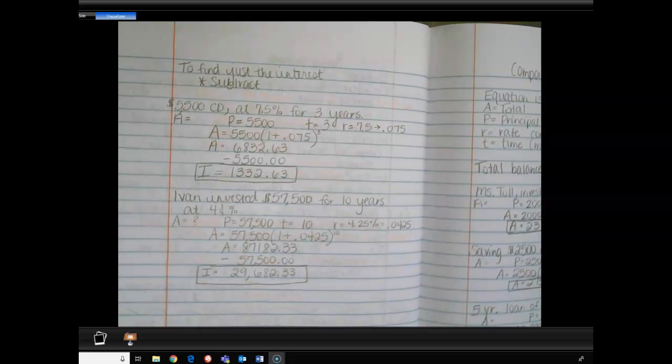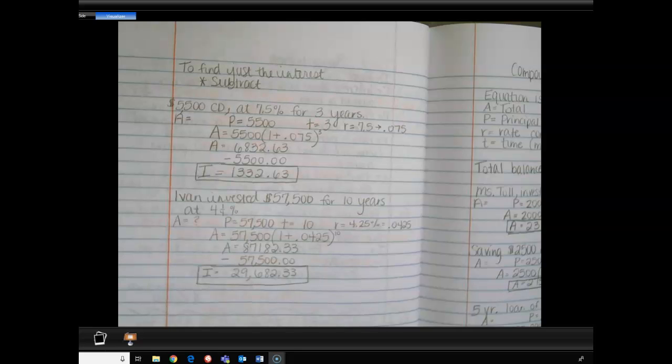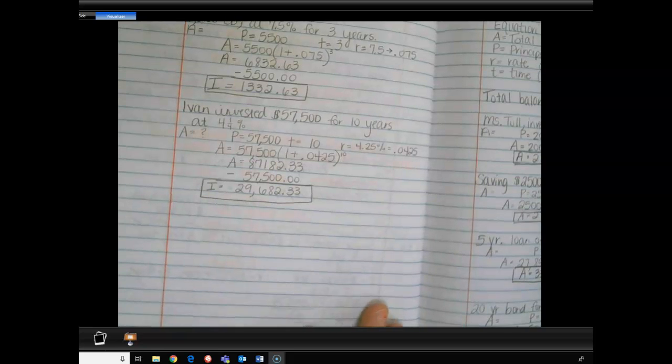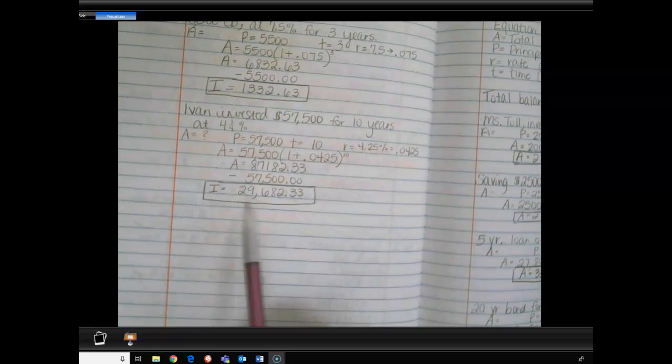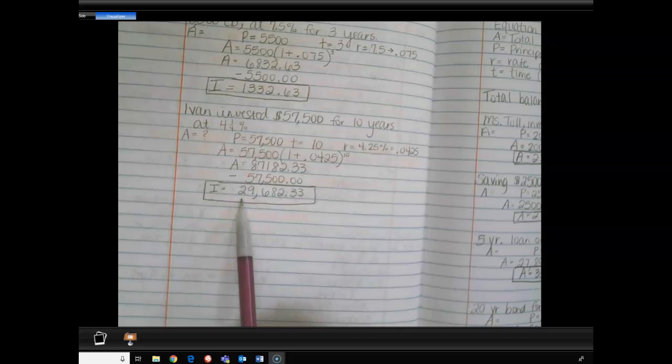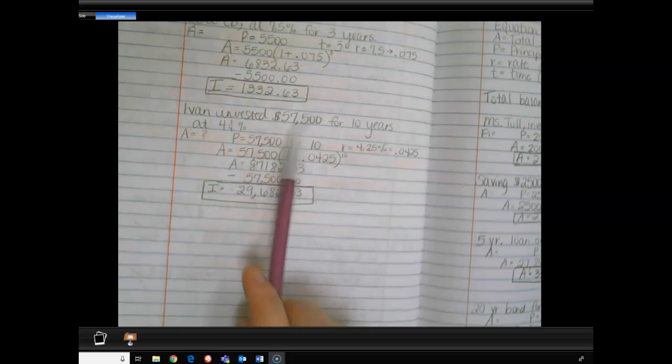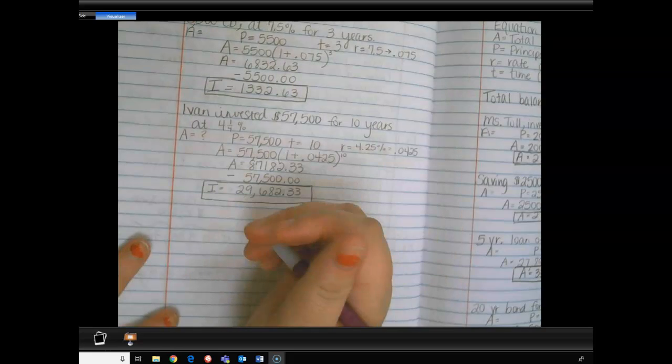That is a pretty large return on his investment. He made a really good investment, made good money, kept it there for a good amount of time, and it paid out. So what this tells me is that he earned almost an extra $30,000 on his $57,000. Okay, so his total in his bank account is $87,000. Nice.